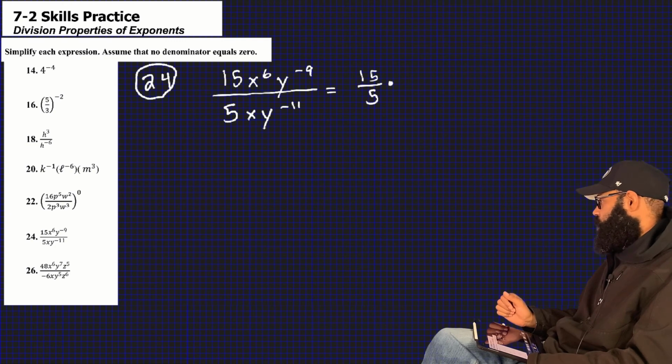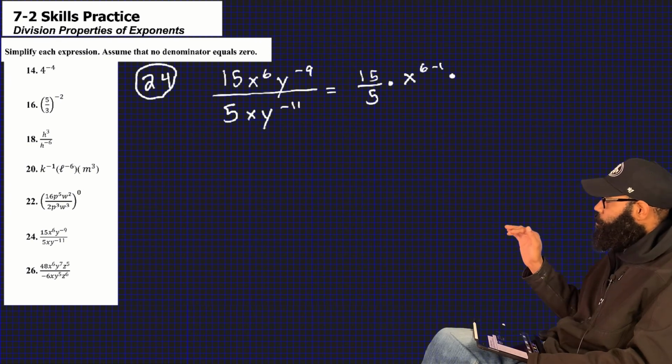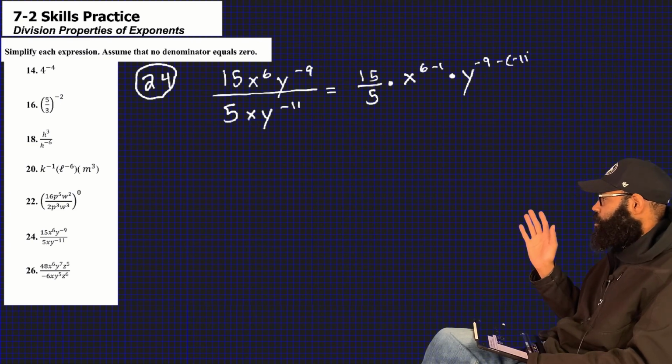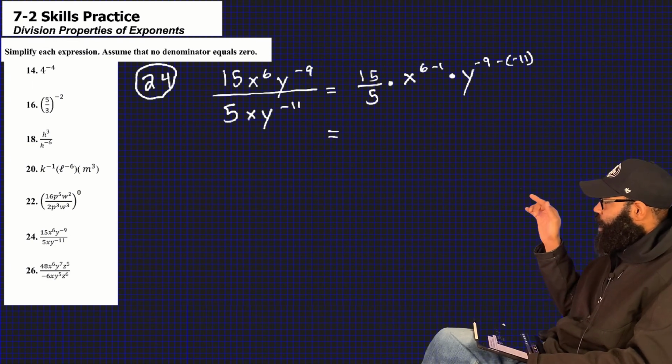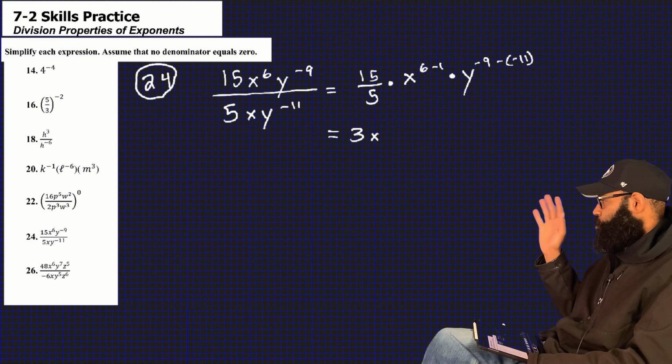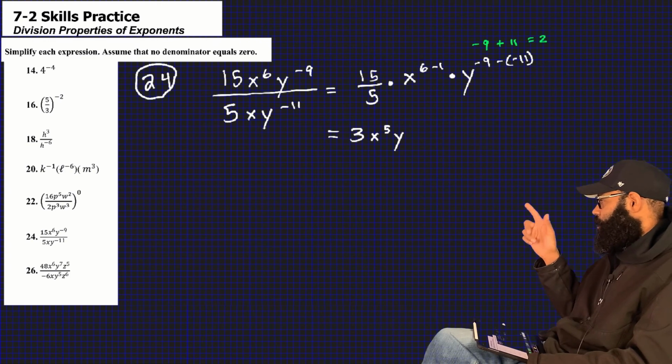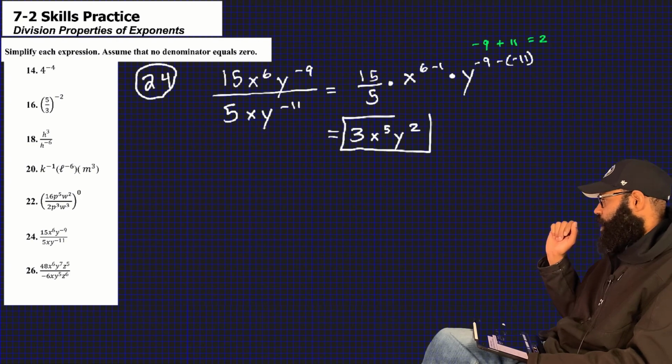I can tell you 15 divided by 5 is 3. I can tell you if I have 6 x's on top and 1 on the bottom, well, that's 6 minus 1. If I have y to the negative 9, well, the rule says to subtract the denominator. So y to the negative 9 minus a negative 11. So 3 times x to the 5th times y to the, and here it is, guys, negative 9 plus 11, because a negative and negative is a positive. So it actually ended up being 2. So 3x to the 5th y to the 2nd.